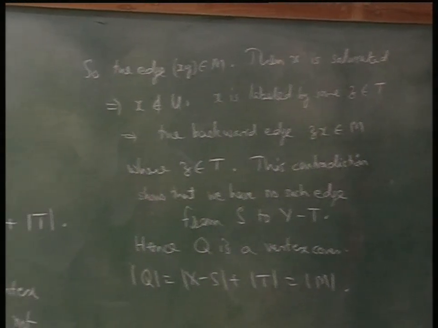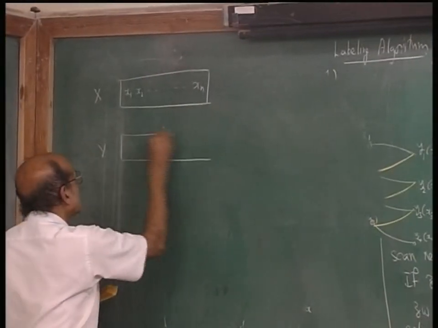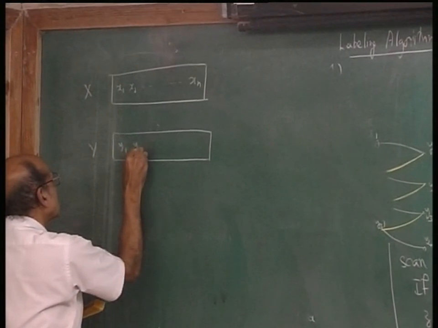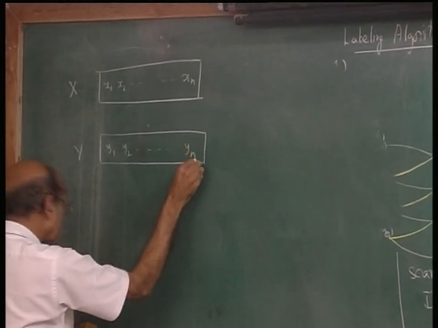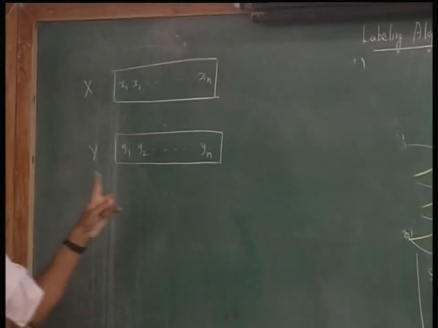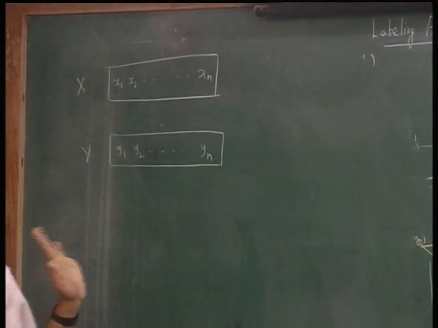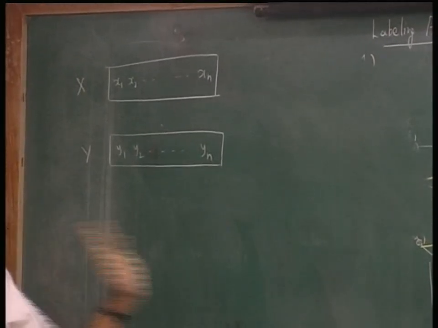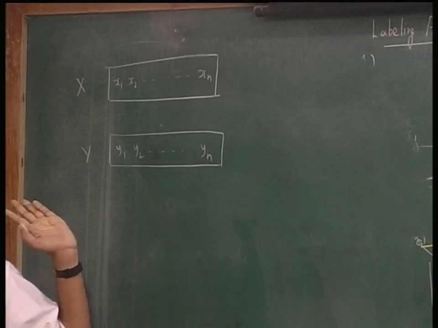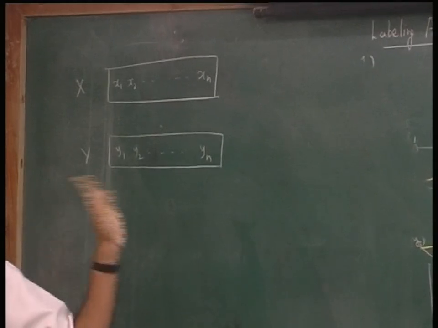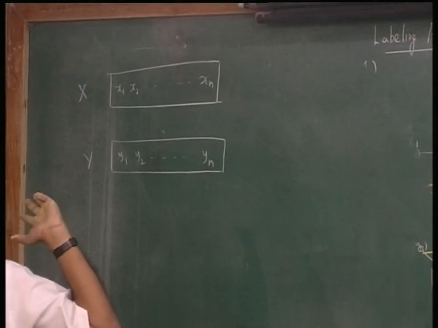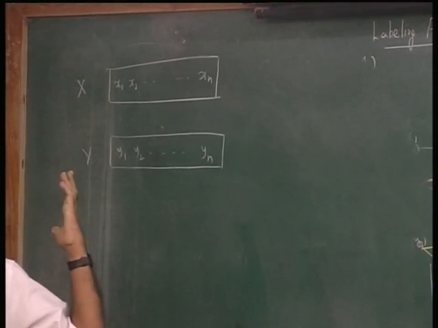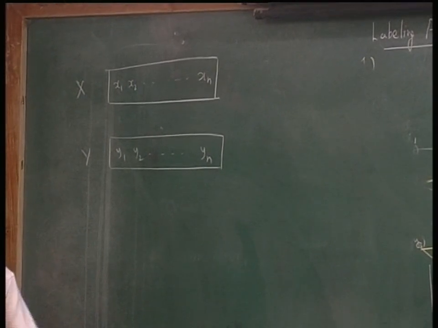So now take quite a simple model where X consists of vertices x1, x2 up to xn, and Y consists of vertices y1 up to yn. We want to assume that you have a complete bipartite graph here. If you have a complete bipartite graph, that means every possible edge is there. There are as many as n square edges with you. You can certainly find a matching. You can find a perfect matching.